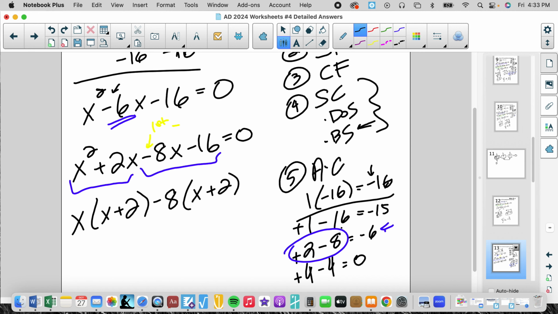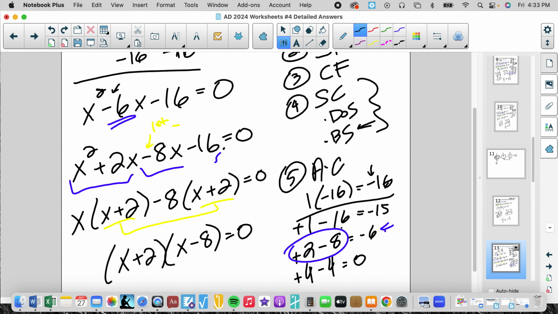The way that we always can check it is by redistributing it back. Do we get that term? So if we redistribute it out, did I get negative 8x minus 16? Yes, I did. So did I do it correctly? Are these two the same? Yes, they are. That is x plus 2. If I take that out, I get x minus 8 equals 0.